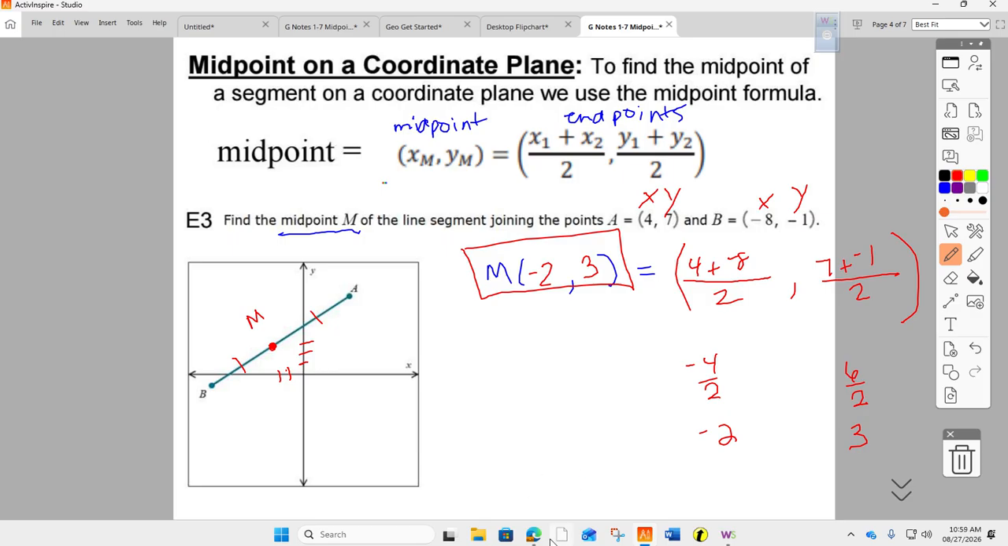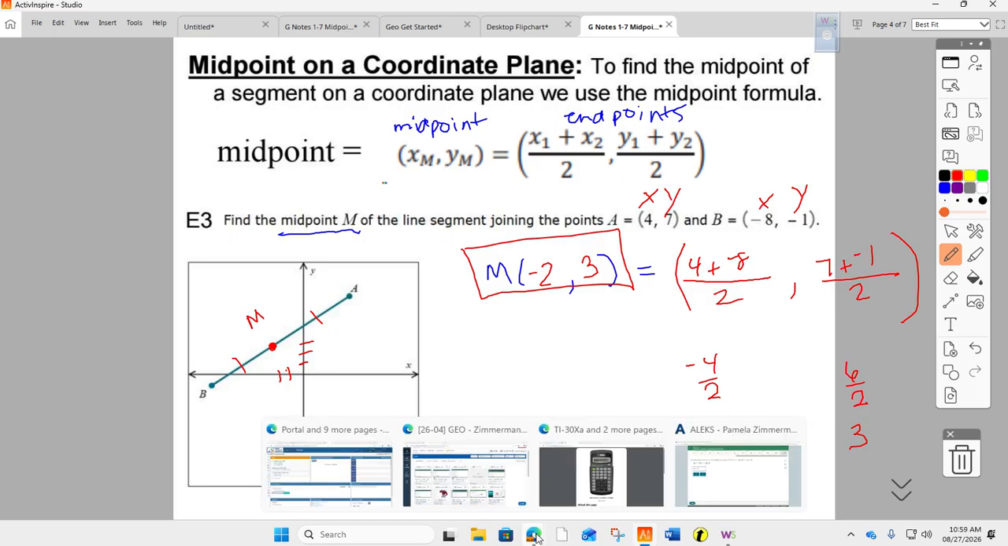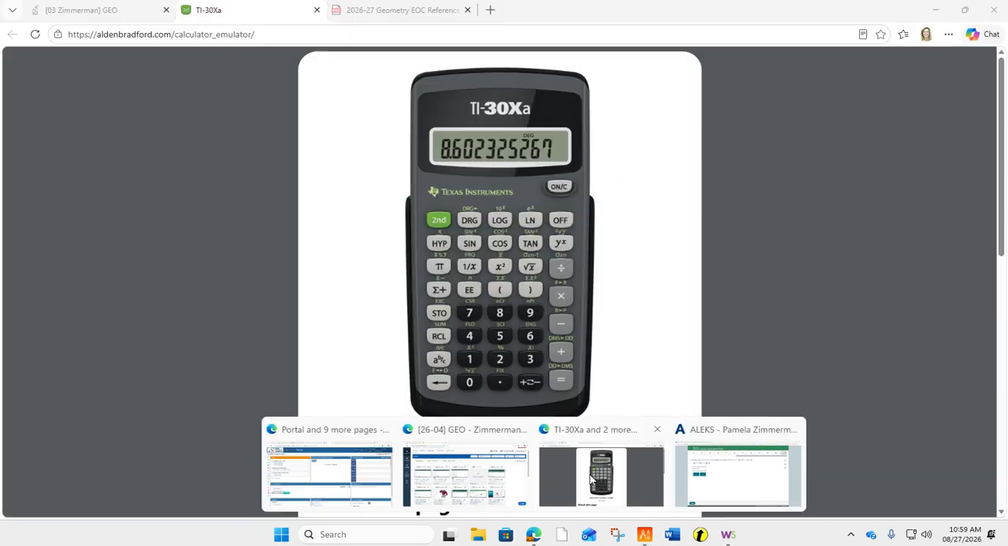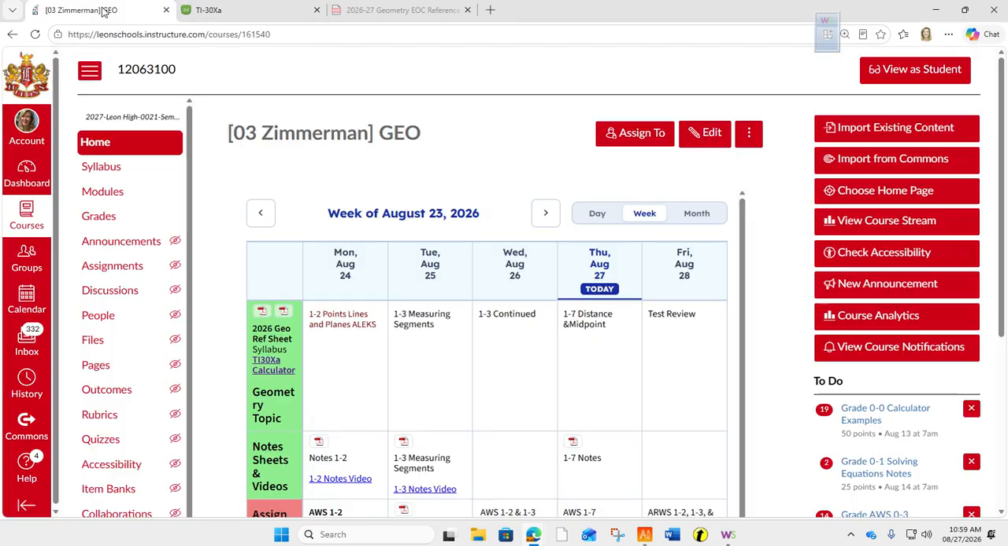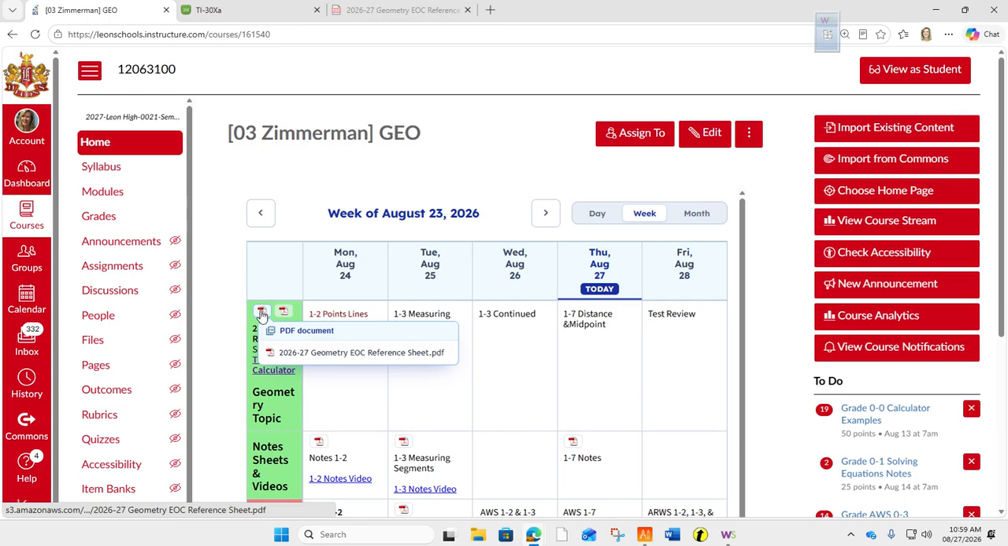Let me show you where to go to find that reference sheet. We're going to go to our home page. And that is the reference sheet right there. Here's that one. That's your syllabus. So we're going to go to the reference sheet.